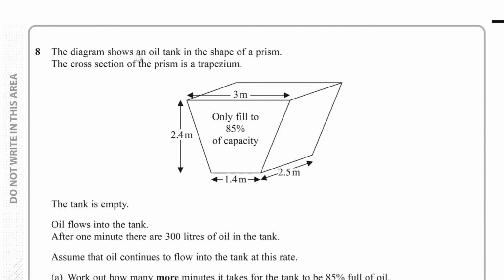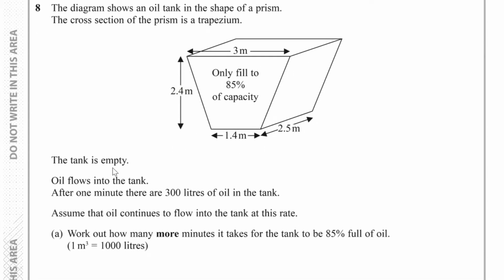Question number 8. The diagram shows an oil tank in the shape of a prism. The cross-section of the prism is a trapezium. That's what we see here. We have a trapezium. The tank is empty. Oil flows into the tank. After 1 minute, there are 300 litres of oil in the tank. Assume that oil continues to flow into the tank at this rate. We have to work out how many more minutes it takes for the tank to be 85% full of oil, and we're given that 1 meter cubed is equal to 1,000 litres.